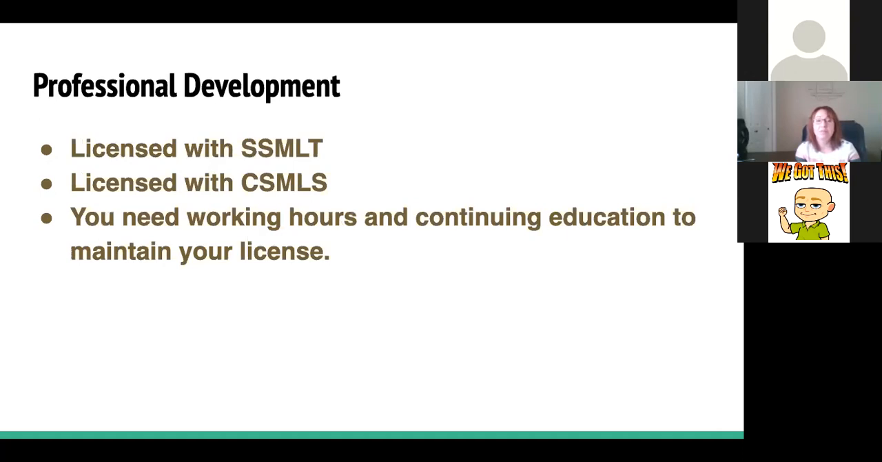I am licensed with the SSMLT and the CSMLS. So SSMLT is Saskatchewan Society of Medical Laboratory Technologists. So that's required for this province. Being licensed with the Canadian Society of Medical Laboratory Scientists is optional at this time, and I am licensed that way. You need working hours and continuing education to maintain your license, and you pay this yearly.